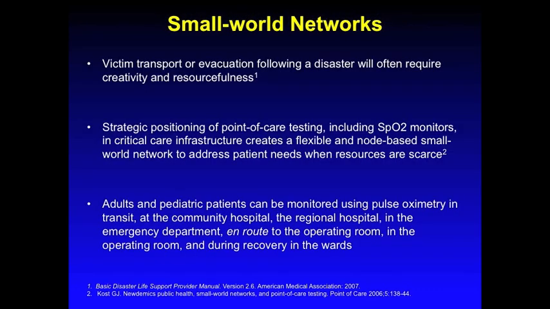Regardless of the mode of transportation selected, victim transport or evacuation following disaster will often require creativity and resourcefulness on the part of the first responders. Strategic positioning of point-of-care testing, including point-of-care SpO2 monitors in critical care infrastructure, creates a flexible and node-based small world network to address patient needs when resources are scarce. Adults and pediatric patients can be monitored using pulse oximetry in transit, at the community hospital and regional hospital in an emergency department, en route to the operating room, in the operating room, and during recovery on the wards.